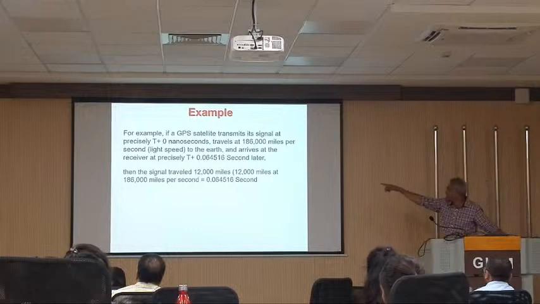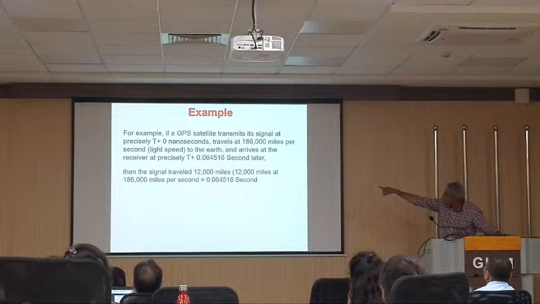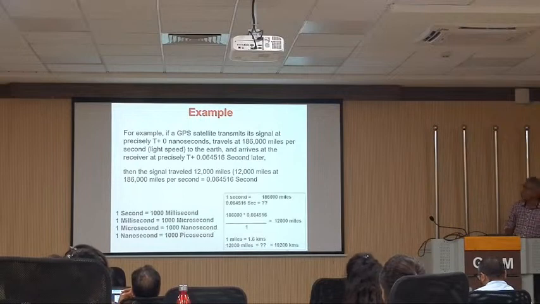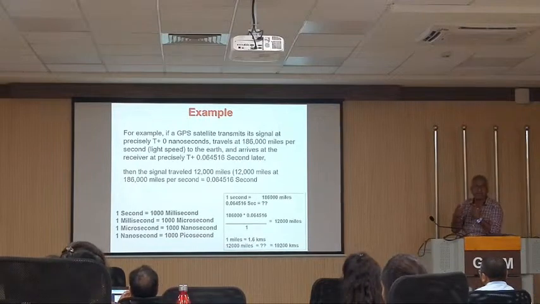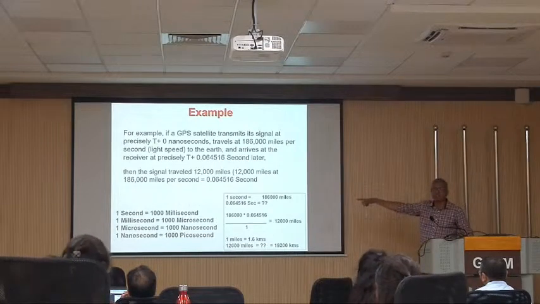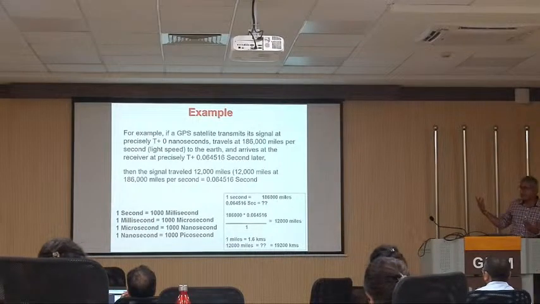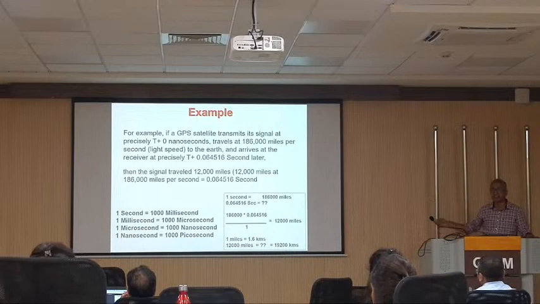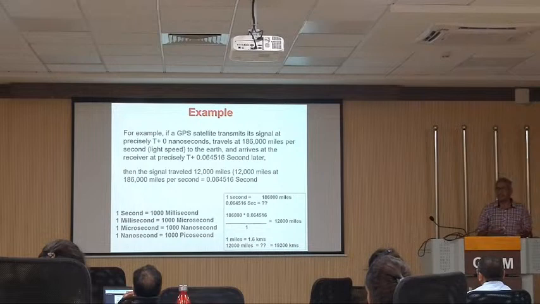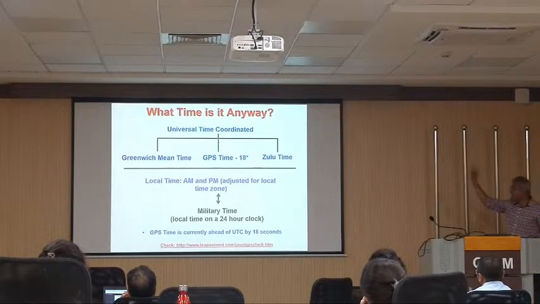Suppose the receiver receives the signal sent at time t after 0.064 seconds. What does it mean, how do we calculate? Simple calculation. It travels at the speed of light, so 1 second equals 186,000 miles. So how much is 0.06 seconds? You get about 12,000 miles. So that is the distance difference even if it's only 0.06 seconds. So you can just imagine how precise the calculations are with our atomic clocks. And there are other factors probably, it will come like this.